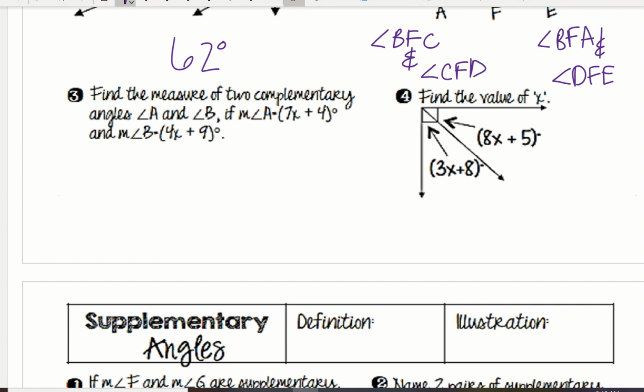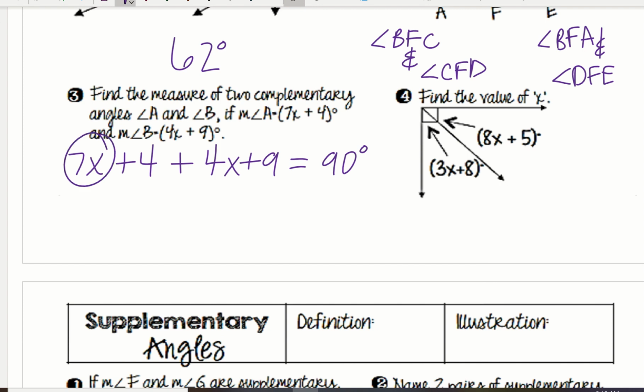What do I know about complementary angles? They equal 90 degrees, so can't I say the measure of angle A plus the measure of angle B equals 90 degrees? Yeah? So then I can combine like terms. I've got 7x and 4x, 4 and 9. So what's 7x plus 4x? 11x. What's 4 plus 9? 13. Equals 90 degrees. What do I do now?